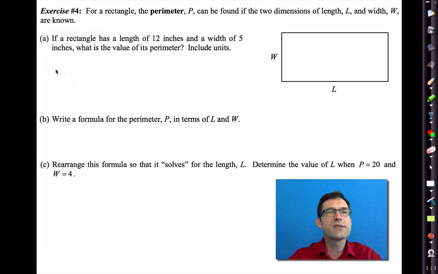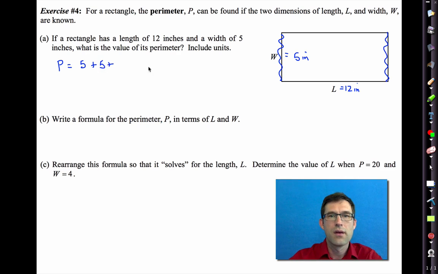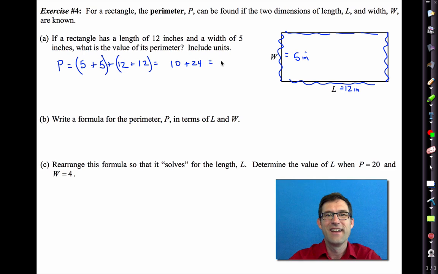All right. Now, it's a good idea to actually write out the equation. Let's see. If the length is 12 inches and the width is 5 inches, right? So the perimeter is the distance around. So what will I have? I'll have 5 inches, right, that's this, plus another 5 inches, plus 12 inches, plus 12 inches. So that'll give me 10 plus 24. I'm using the associative property to add here. And that'll give me 34 inches. All right. Don't forget the inches. Include units.